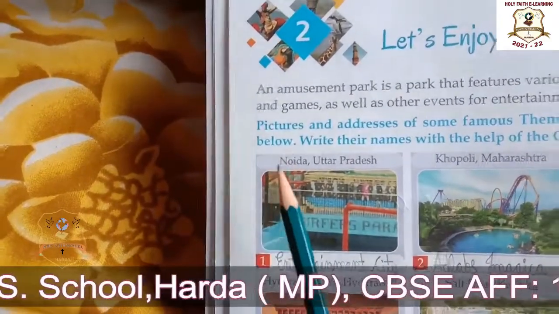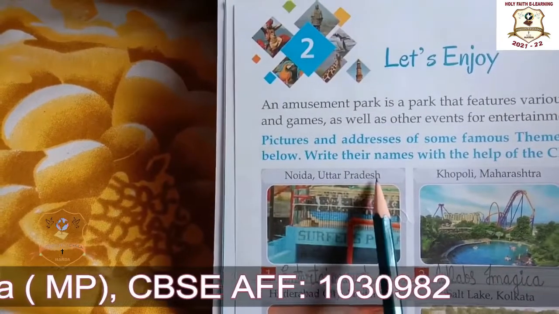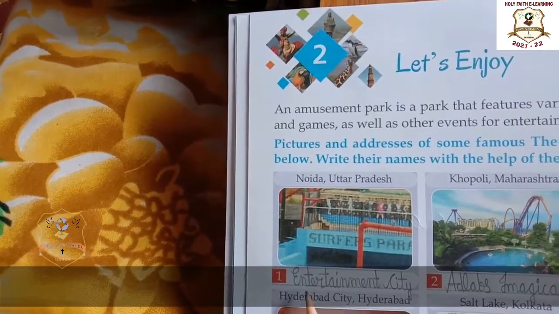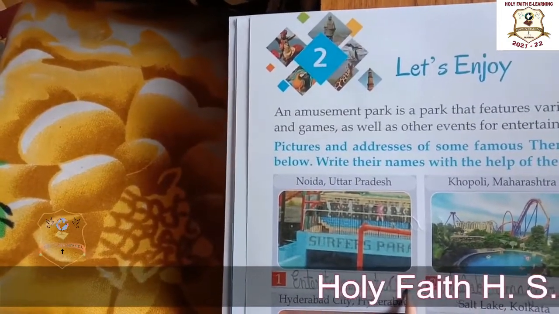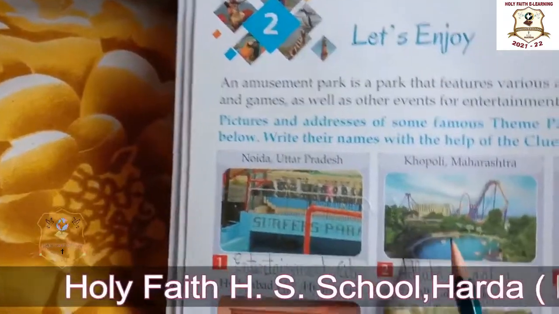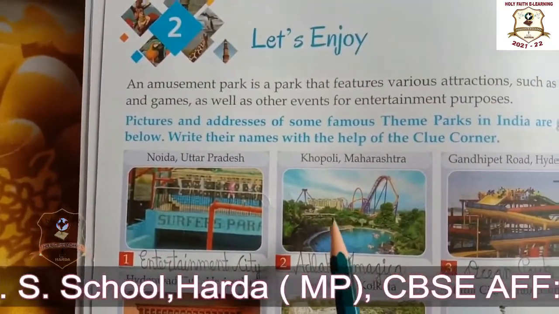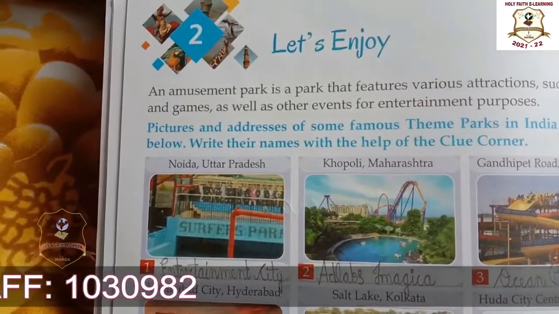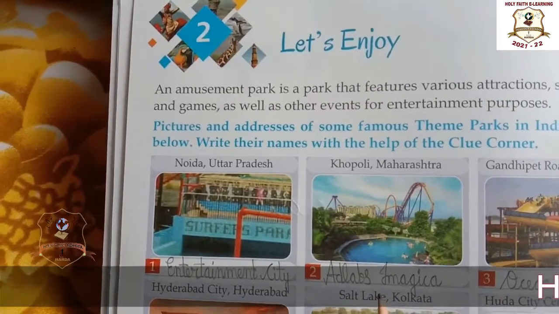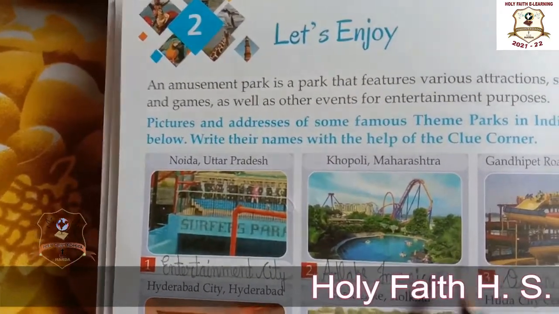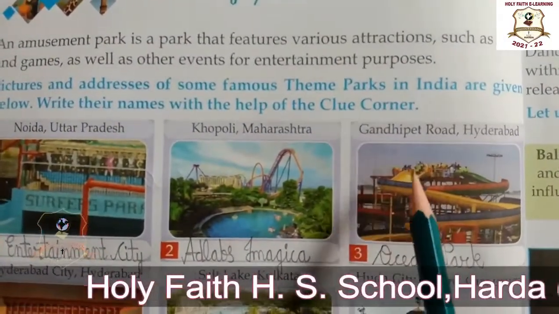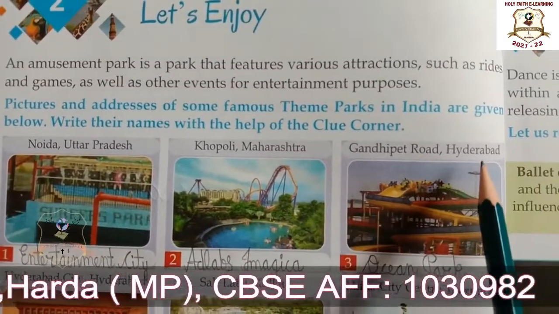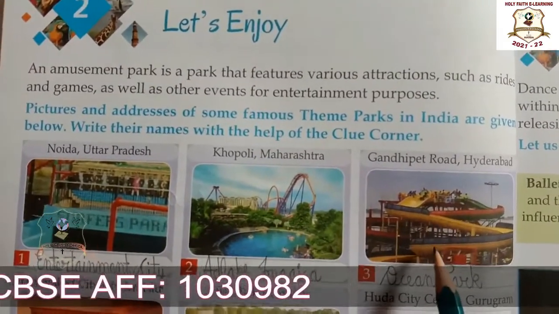Look at picture number 1. The name of the city is Noida, Uttar Pradesh. What is the name of the amusement park in Noida? Entertainment City. Now the second picture. This amusement park is in Khopoli, Maharashtra. What is the name of this amusement park? Adlabs Imagica. The third picture is in Gandipet Road, Hyderabad.